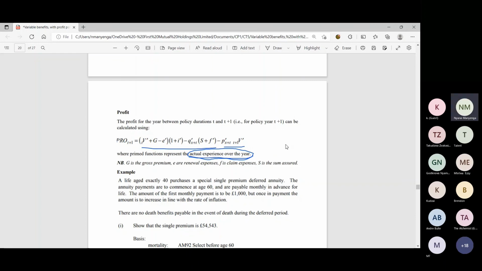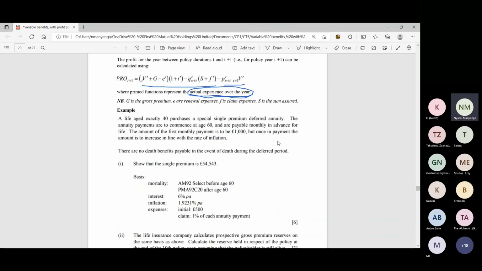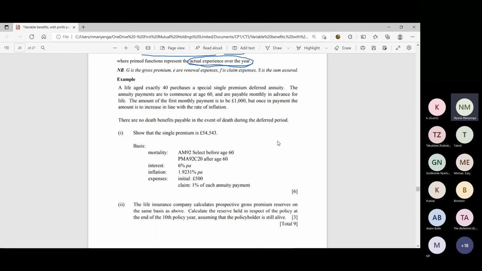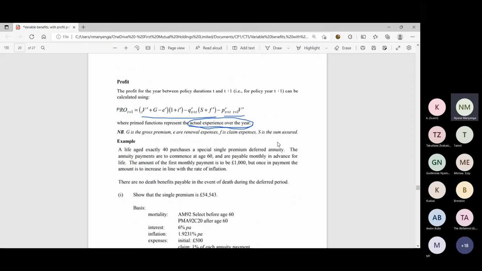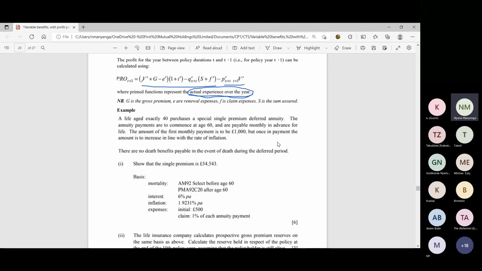So G is the gross premium, E are the renewal expenses, F is the claim expenses, and S is the sum assured. So we're going to start with an example, a simple example.